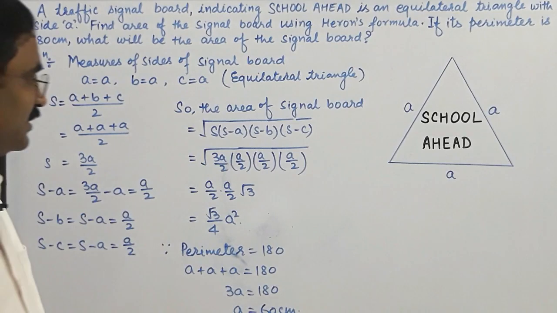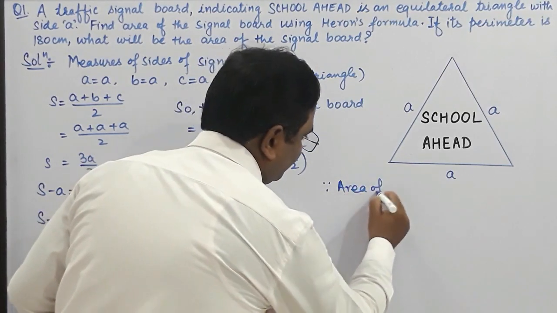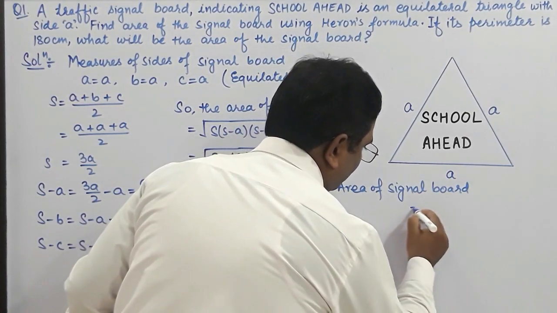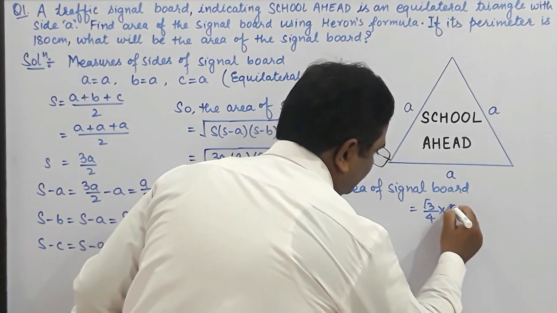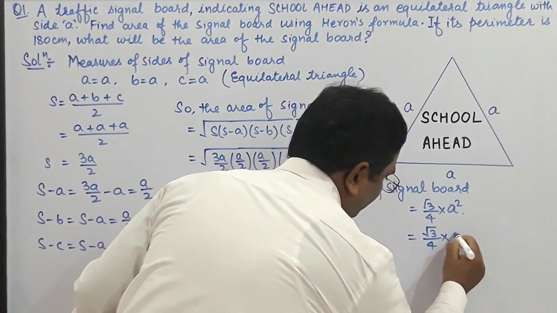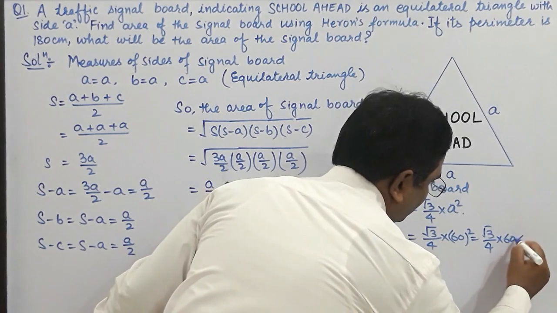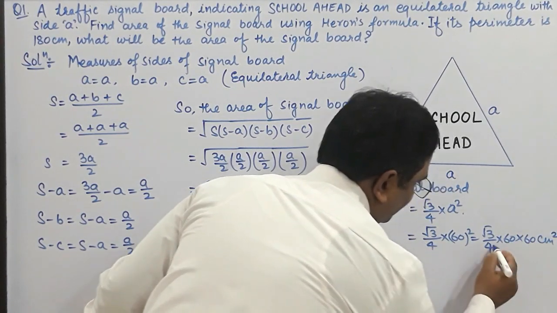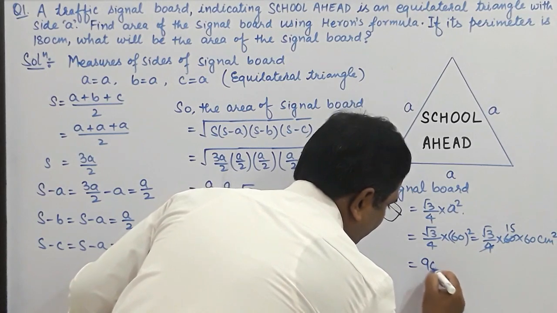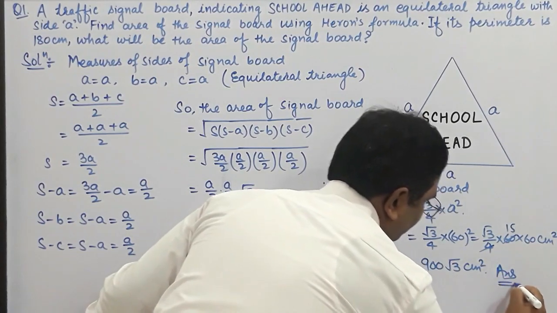So to find the area of the signal board, since area of signal board is equal to under root 3 by 4 into side square, means a square. Therefore root 3 by 4 into 60 square. So root 3 by 4 into 60 centimeter square. So 15, 6 are 90, 900 under root 3 centimeter square is the area of this signal board.